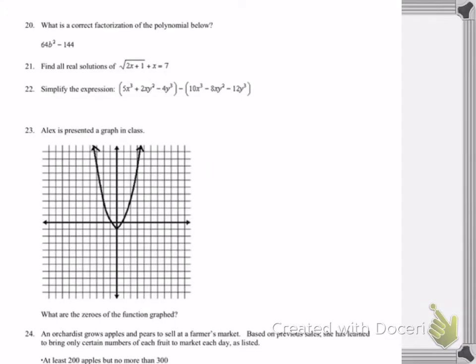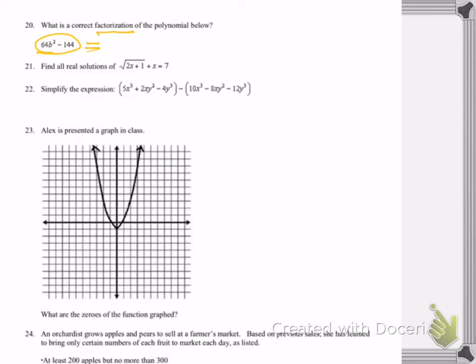In number 20, it asks you for a correct factorization. A factorization is two or more things that multiply together to give you what we started with. So we want to find two things that multiply together to give us this quadratic binomial. First thing I'm going to do is look for a GCF.